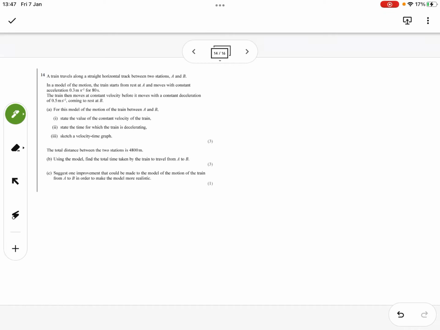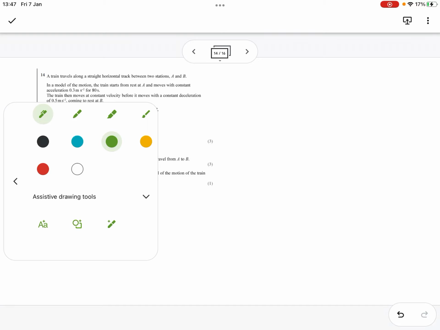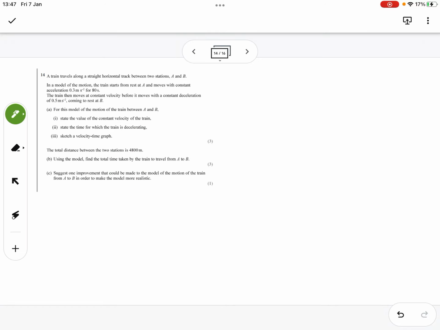Okay, same again. This is December mock, our mechanics, second question on our mechanics. And this is about graphs, which is always a tricky one. So let's see if I can draw this. Like I say, pause it, if that helps, and then we'll see where we go. So for this model of motion, state the value of velocity, state the time, sketch the velocity time graph.